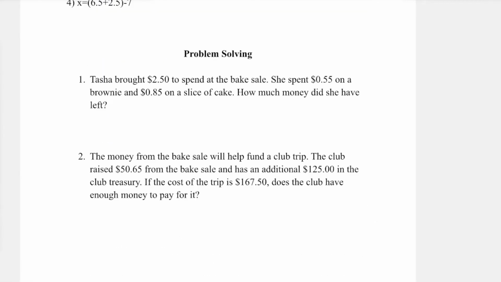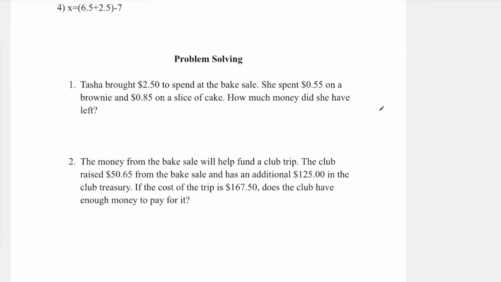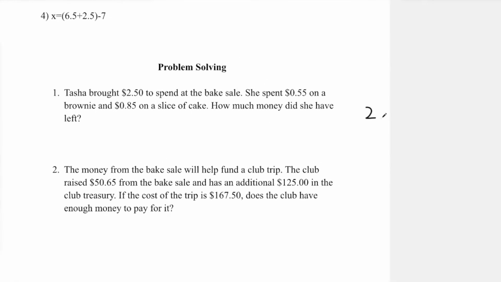Tasha brought $2.50 to spend at the bake sale. She spent 55 cents on a brownie and 85 cents on a slice of cake. How much money did she have left? So we're subtracting 2.5 by 0.55 and 0.85.